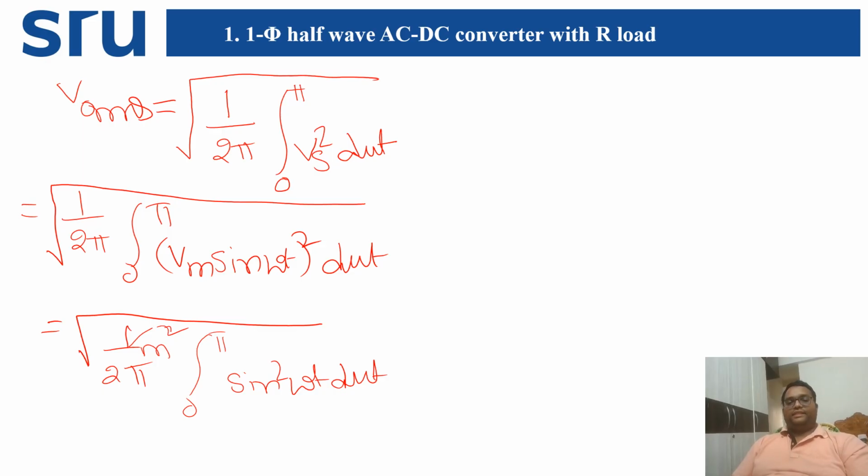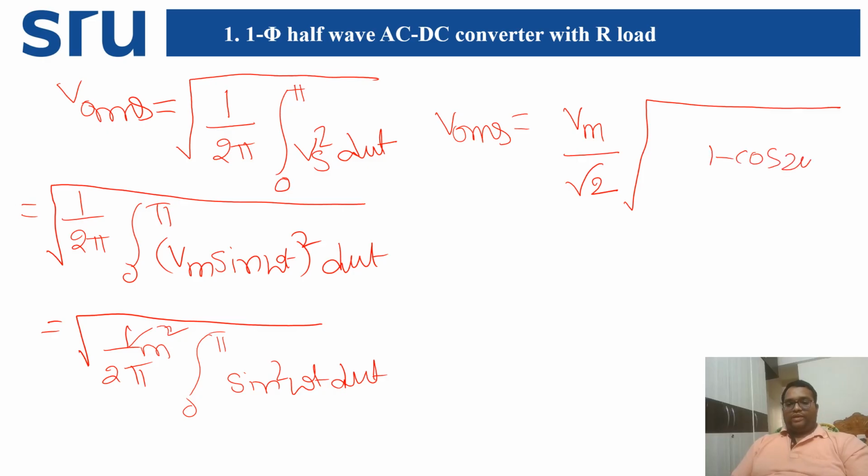Next, how can we write it here? V naught RMS is equal to Vm square, meaning Vm by square root 2, square root of 1 minus cos 2 omega t by 2, integration 0 to pi d omega t. That is the basic thing we have to write.